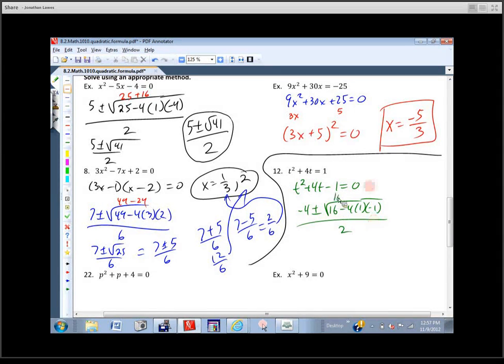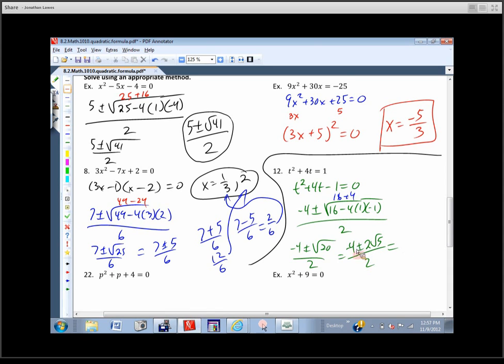16, and we're going to add. How much are we going to add? We're going to add 4. So 16 plus 4. So my answer is going to be negative 4 plus or minus square root of 20 over 2. Do I leave it like that? No. Nope. This is going to be negative 4 plus or minus, let's see, that's a 2 and a 5.